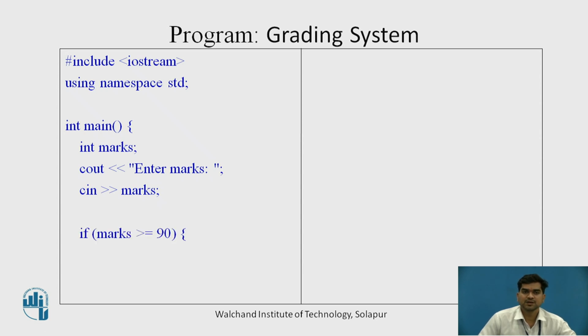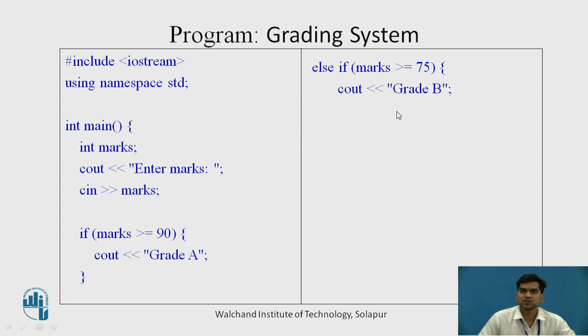Then the first condition we applied is if the marks are greater than or equal to 90. If as input I put the value 92, then this will get executed, and the output we get is grade A. If this condition is not satisfied, say I put the marks as 89, then I have to put another condition, else if the marks are greater than or equal to 75, then it shows another grade, grade B.